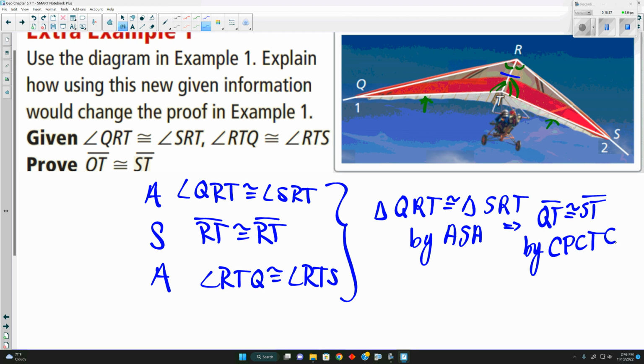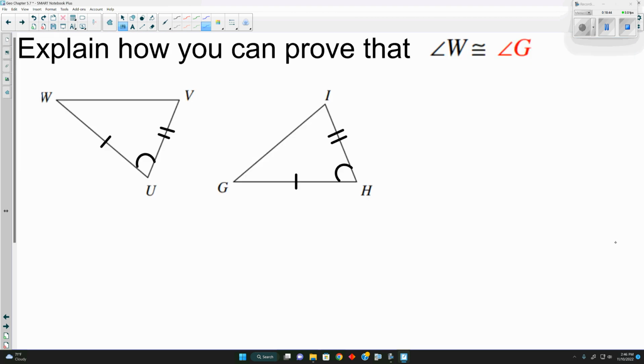Questions on any of this here so far? Let's look at the next one. Explain how you can prove that angle W is congruent to angle G.